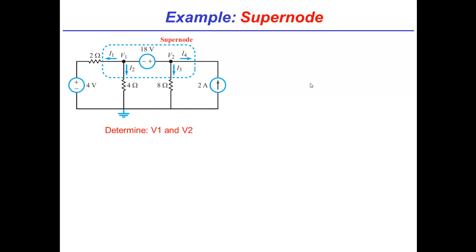Now let's throw it into an example. And in this example, again, we see that we have a voltage source. We also have a current source here, and we have a floating voltage source. So this is a good candidate then for a supernode analysis. And let's say what I want to do is determine V1 and V2. So let's go ahead and set this up. We'll define our supernode. And for our supernode, we can then write a KCL, which is I1 plus I2 plus I3 plus I4 is equal to 0.